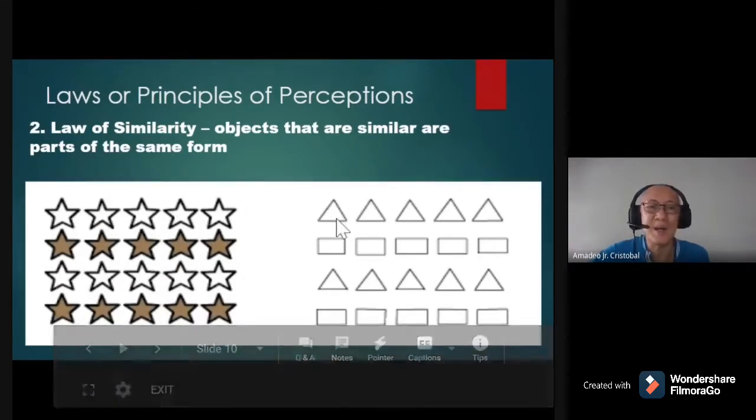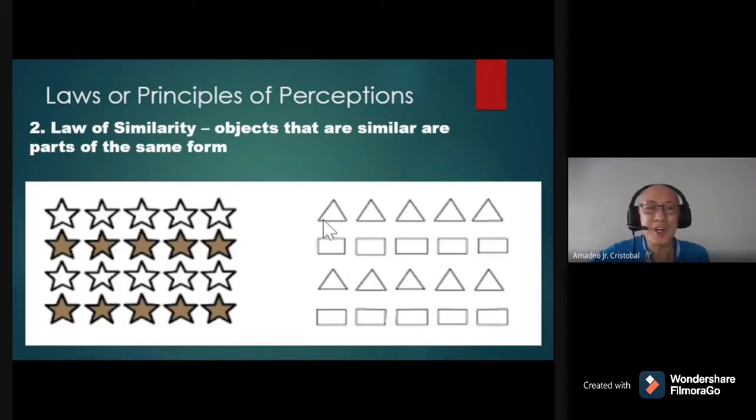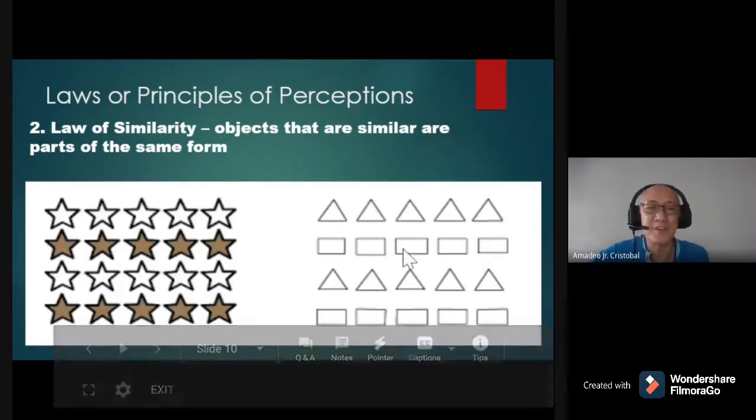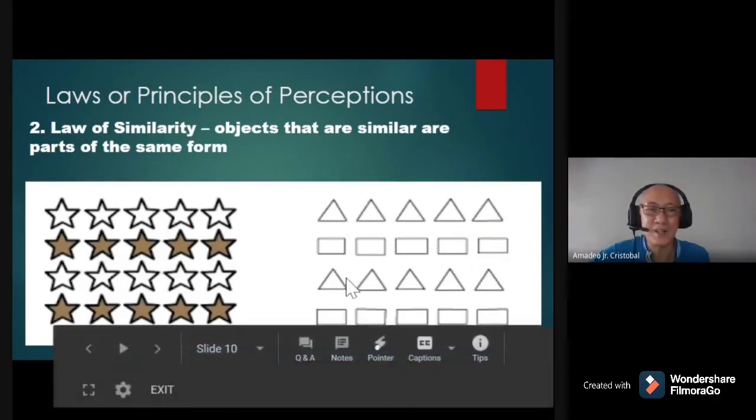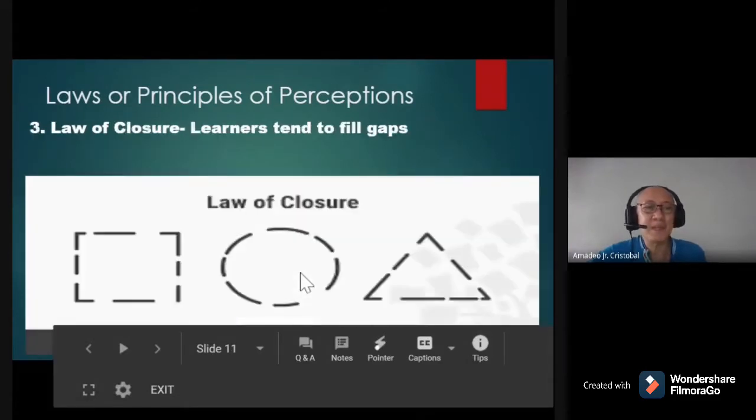This one now, at your right, we have the form of triangles. Then under, we have the form of rectangles. So objects that have similar parts belong to the same form. Okay? Next, we have the law of closure.